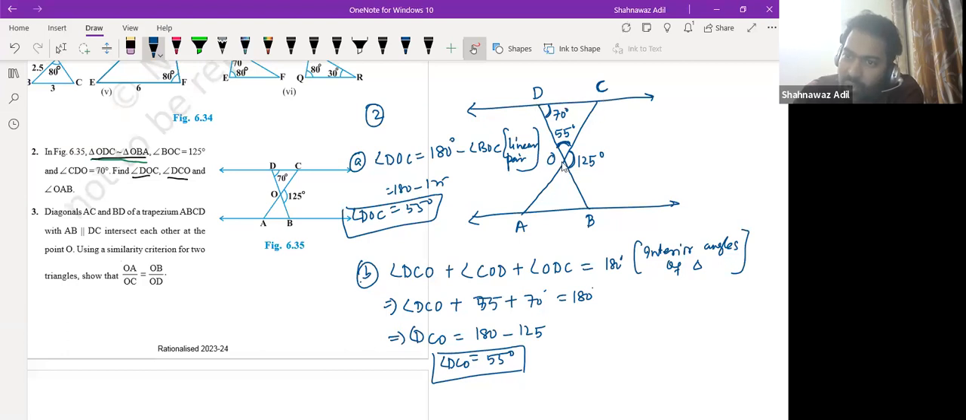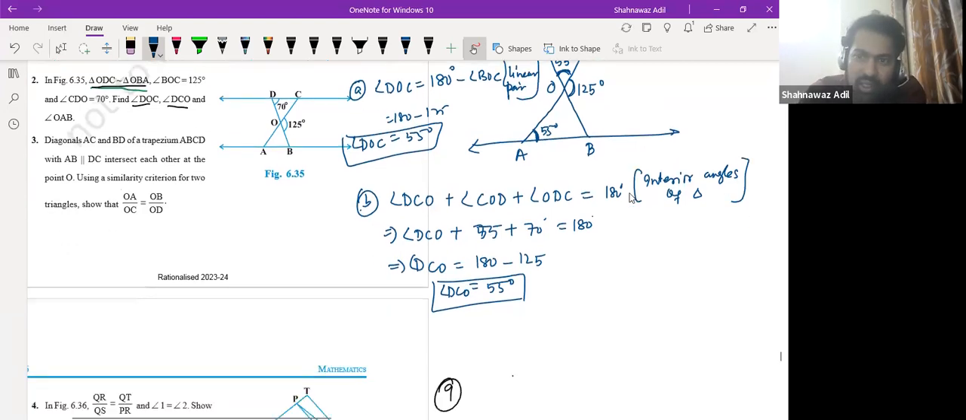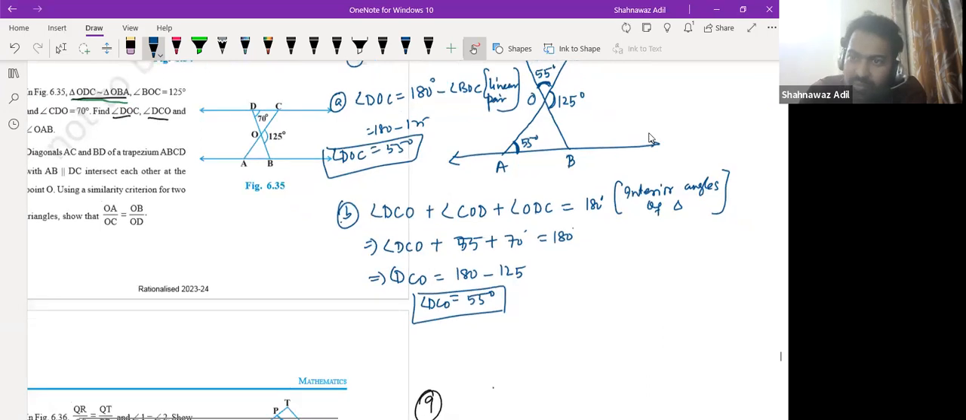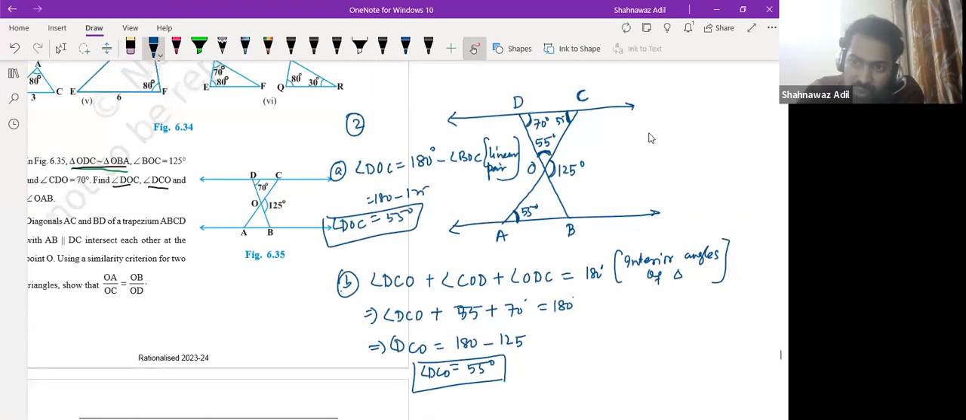ODC is similar to OBA. So whatever this angle is, that would be equal to this one. So if this is 55, then angle OAB would be the same. Then we can say that angle D, which is 70, is equal to this, also angle B is 70.